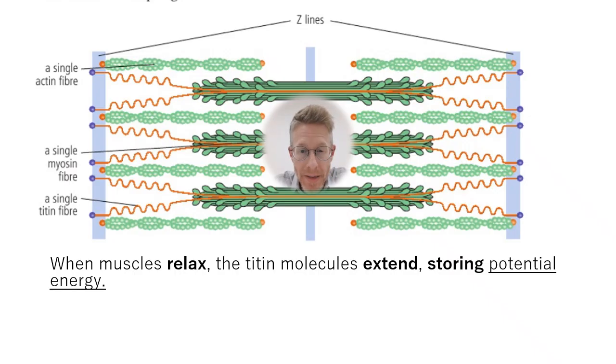And when the muscle is relaxed, you can imagine those are being stretched. Those are extending. Can you see that? Because the Z lines would move further apart when the muscle is relaxed. And those would then extend, and just like a spring, if you pull a spring apart, it's storing energy now. It wants to return to its original shape. So when muscle is relaxed, the titin molecules store potential energy, making the next muscle contraction easier.